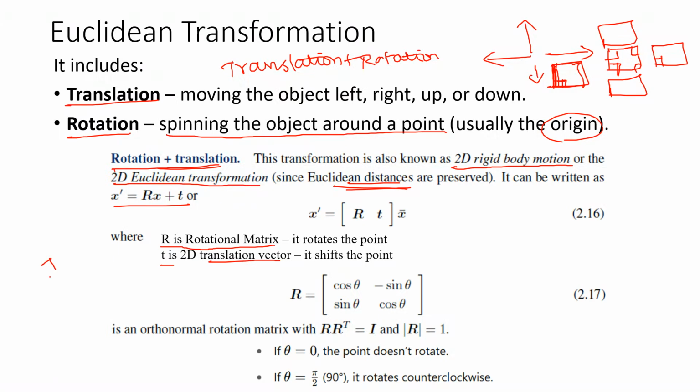Since I is the identity matrix, we know 1 0 0 1, diagonal is 1, remaining elements are 0. Here we have to represent how much amount of rotation we have to perform. We can perform 45 degree of rotation, 90 degree, 180 degree, or 360 degree of rotation, right? So we have to represent how much angle I have to rotate. For that, the rotation matrix is represented using cos theta and sin theta. So cos theta, minus sin theta, sin theta, cos theta. This is the rotation matrix. So if theta is equal to 0, then the point doesn't rotate. If theta is 90 degree, it rotates clockwise.